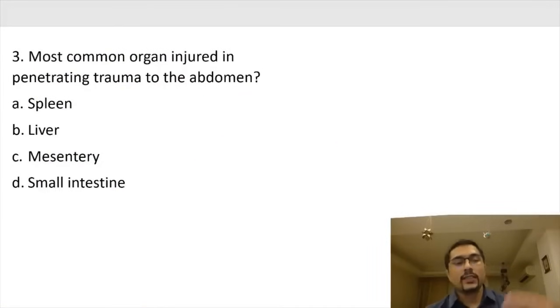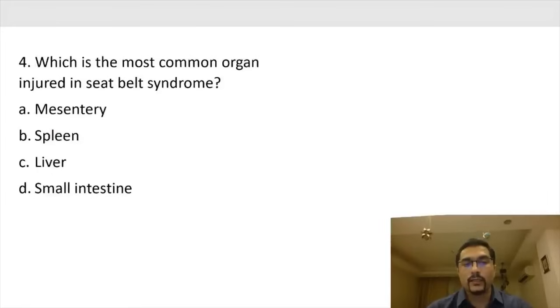The next question is a straightforward question asked multiple times: the most common organ injured in penetrating abdominal trauma. The correct answer here is liver. And you should remember these one-liners. These one-liners have been frequently asked in the exam.